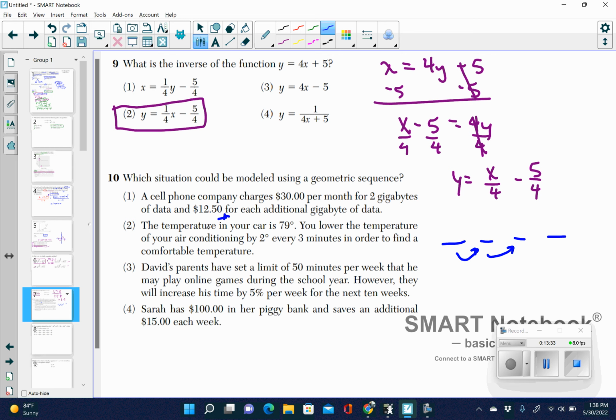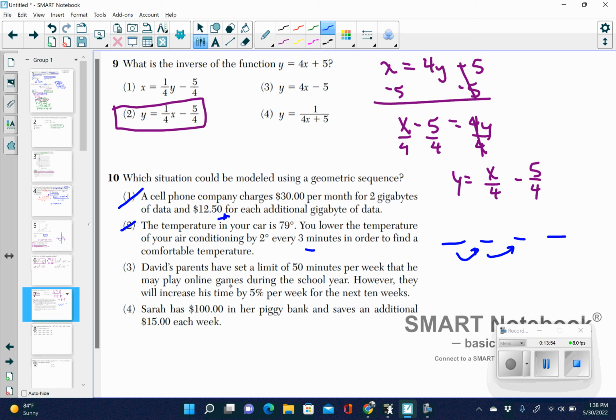The next one, the temperature in your car is 79. You lower the temperature of your air conditioning by 2 degrees every 3 minutes in order to find a comfortable temperature. So we are lowering it, which means that we are subtracting 2 degrees every 3 minutes. So those two are not geometric sequences.